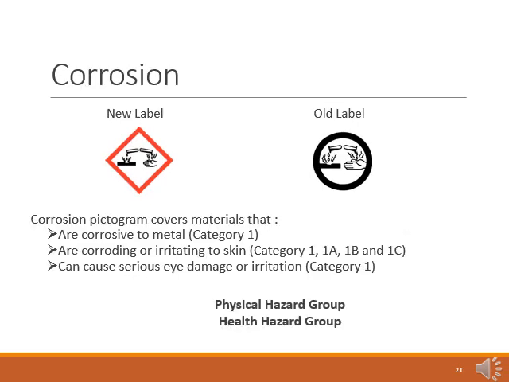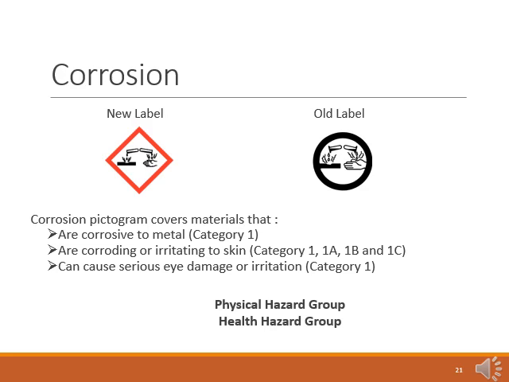The corrosion pictogram. On the left, you can see the new pictogram and compare it with the old pictogram on the right. Corrosion pictogram covers materials that are corrosive to metal, Category 1, are corroding or irritating to skin, Category 1, 1A, 1B, and 1C, can cause serious eye damage or irritation, Category 1, and you will notice it is a physical hazard group and a health hazard group.